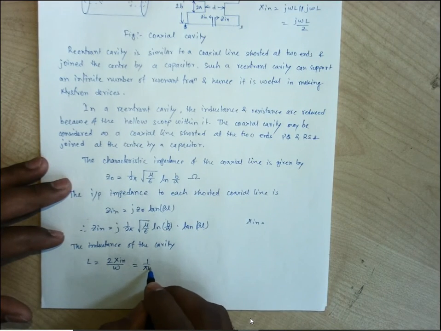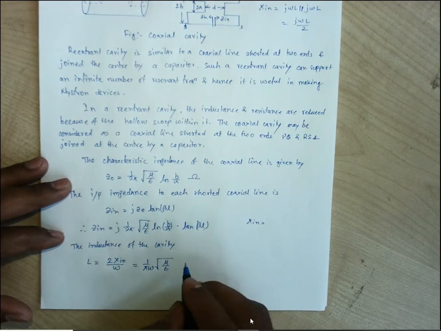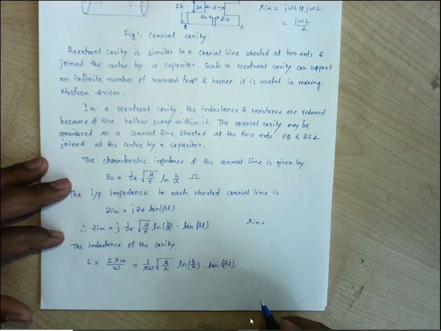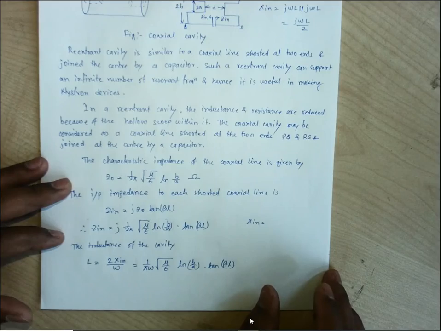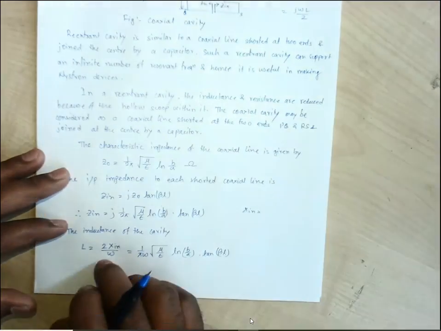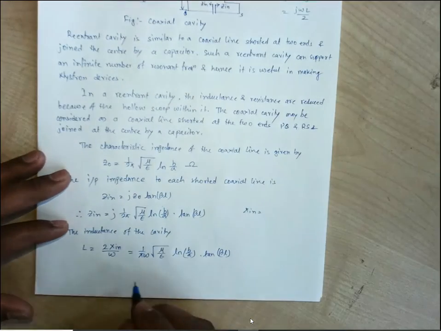So we simply put this X in as the value of Z in: 1 by pi omega root over mu by epsilon, natural logarithm b by a, into tan beta L. And the capacitance of the gap, what will be this capacitance? This was about the inductance of this whole structure. What will be the capacitance?